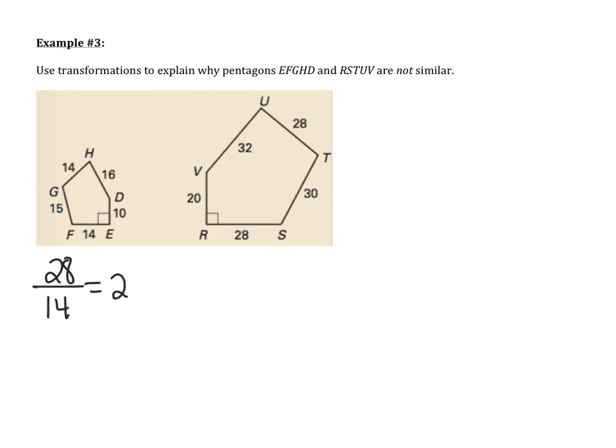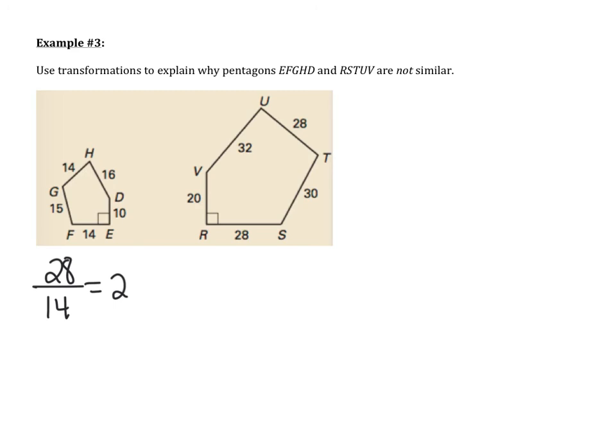If you do the next one, which would be 32 and 16, 32 over 16 is still 2. If you do 30 to 15, that's still 2. 28 to 14, again 2, and 20 to 10 is still 2. So we have a scale factor of 2. So it looks like we have a similarity transformation, so that we had the dilation to make this get bigger by a scale factor of 2, and then we just reflect it over.